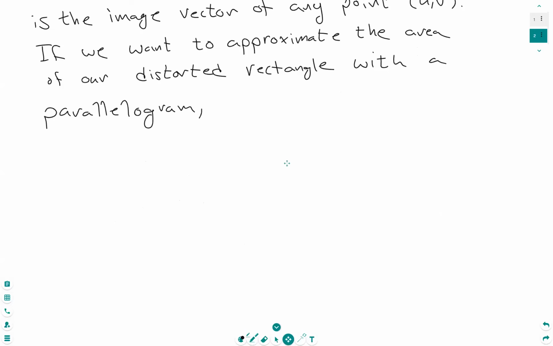So maybe in XY space, we have a distorted rectangle, maybe something like this, right? Where it still has these points, but now the edges get morphed. Well, I can still take this single point down here, and I can have a vector that points in this direction, and then I can have a vector that points in this direction.